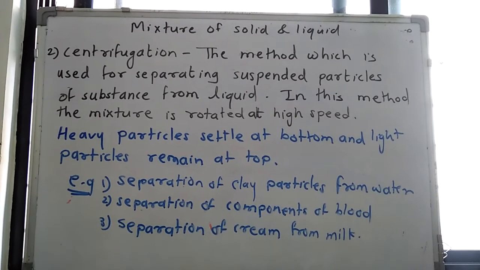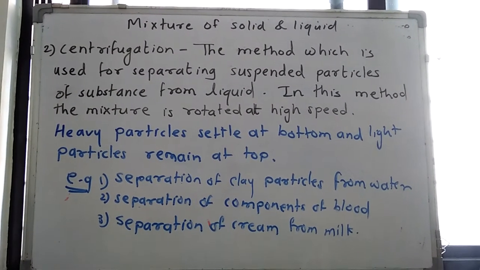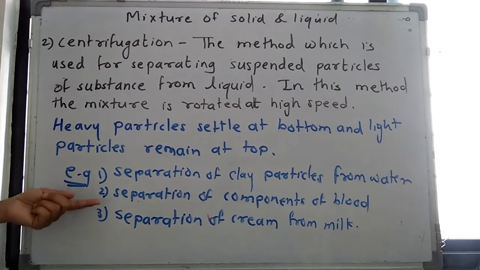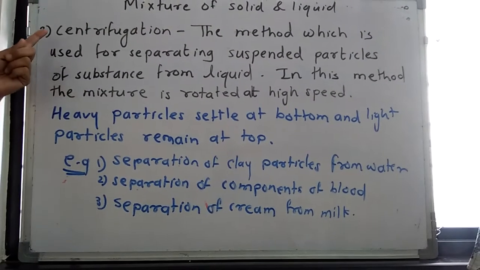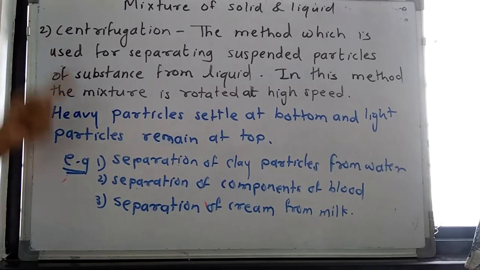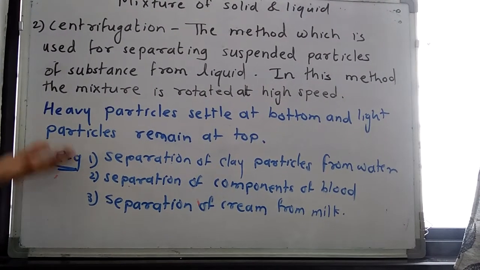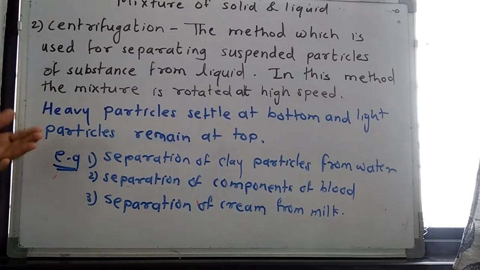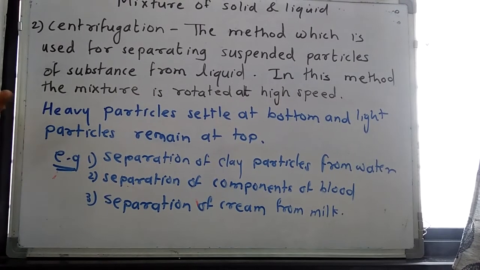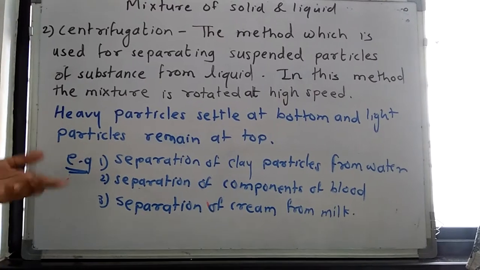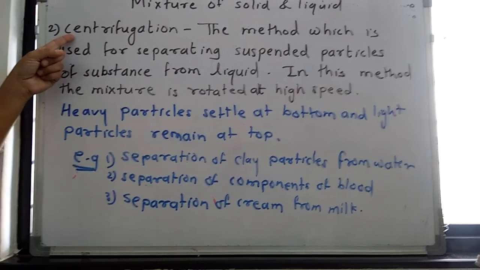The second one is most important: separation of components of blood. Blood is made up of various types of cells, RBCs, WBCs, platelets, plasma, many things. To separate the components of the blood, we can use centrifugation. And the third one is to separate the cream from milk. If we compare cream and milk, cream is light in weight and milk is heavy. So milk remains at the bottom and cream comes up after centrifugation.